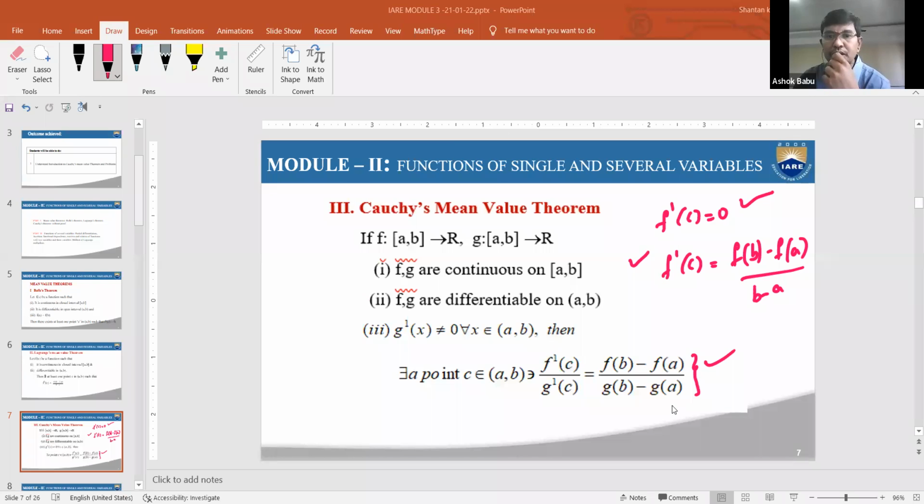In Rolle's theorem, f'(c) is equal to 0 only, then there exists c belongs to (a, b). In Lagrange's mean value theorem, when the two conditions are applicable, there exists c belongs to (a, b) such that f'(c) is equal to f(b) minus f(a) by b minus a. Whereas for the third, the Cauchy's mean value theorem, when the three conditions are applicable, there exists c belongs to (a, b) such that f'(c) by g'(c) is equal to f(b) minus f(a) by g(b) minus g(a). These are the three conditions only; remember that in your mind.